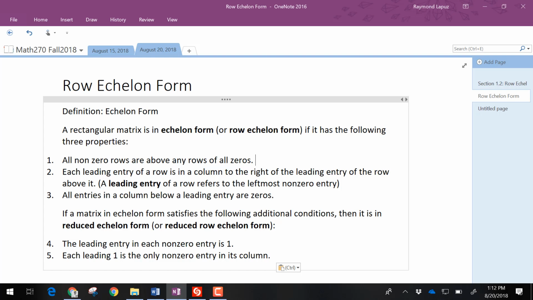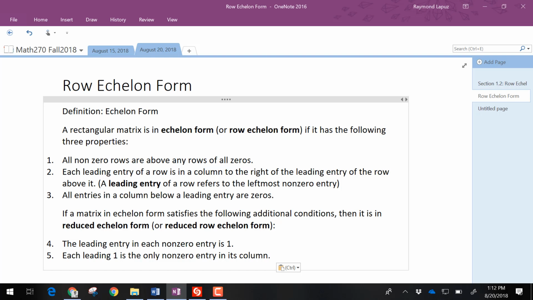The second criterion: each leading entry in a row is in a column to the right of the leading entry of the row above it. A leading entry of a row refers to the leftmost non-zero entry. And third, all entries in a column below a leading entry are zeros.